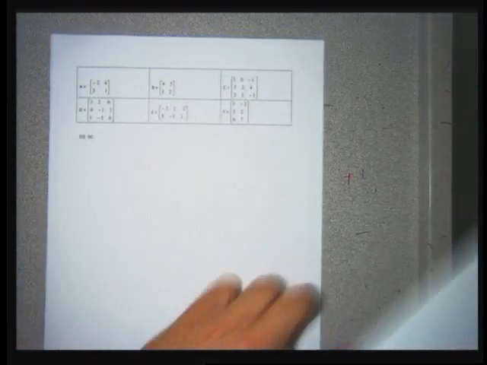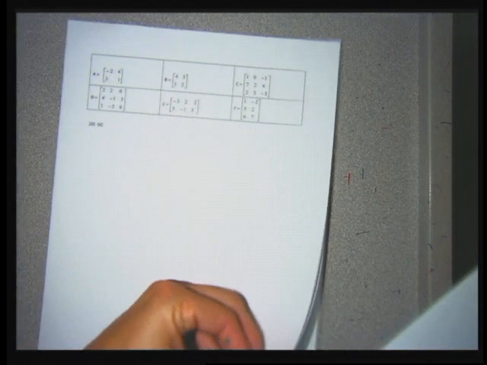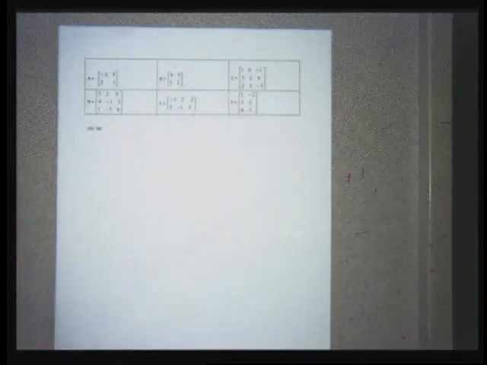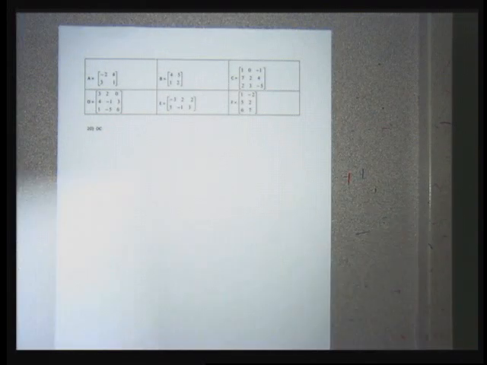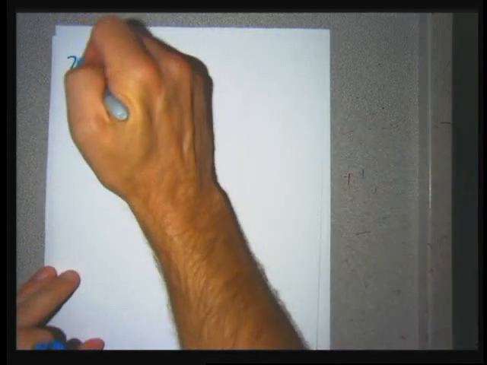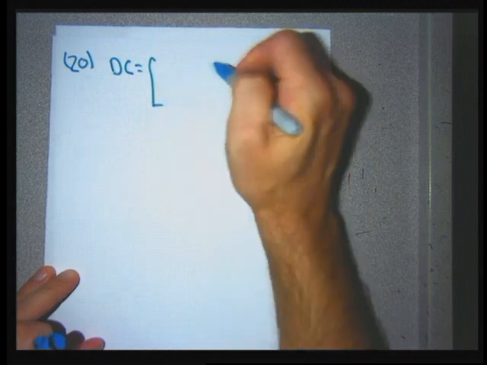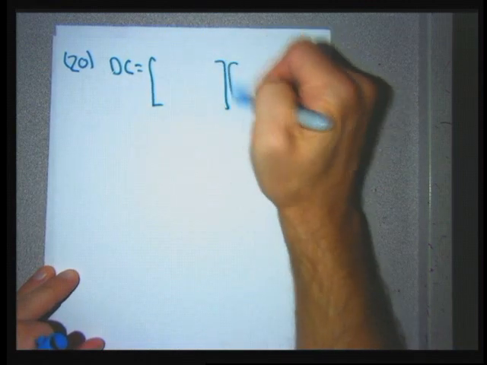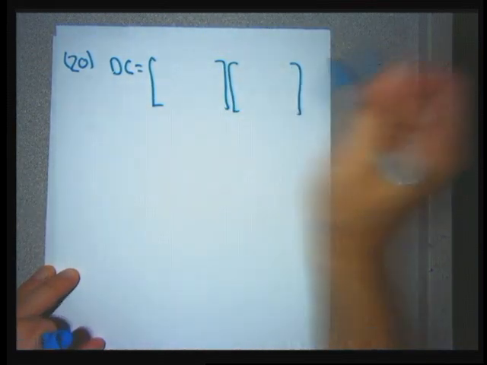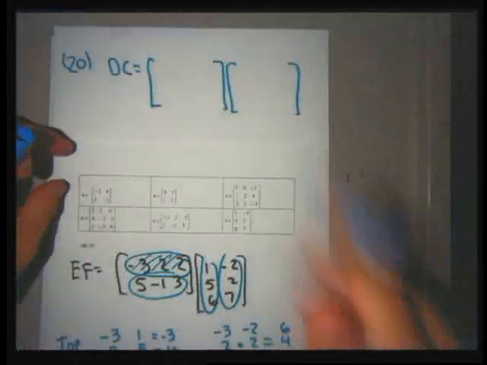DC is a mess because it's going to give me a 3 by 3 matrix. It's going to take a lot of room. I should probably put it on a new sheet of paper. So number 20 wants me to go D times C. And then I need to know what matrix D and matrix C are.